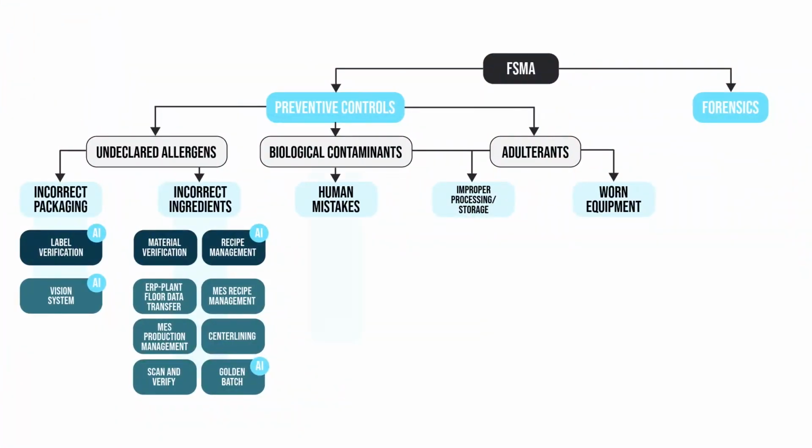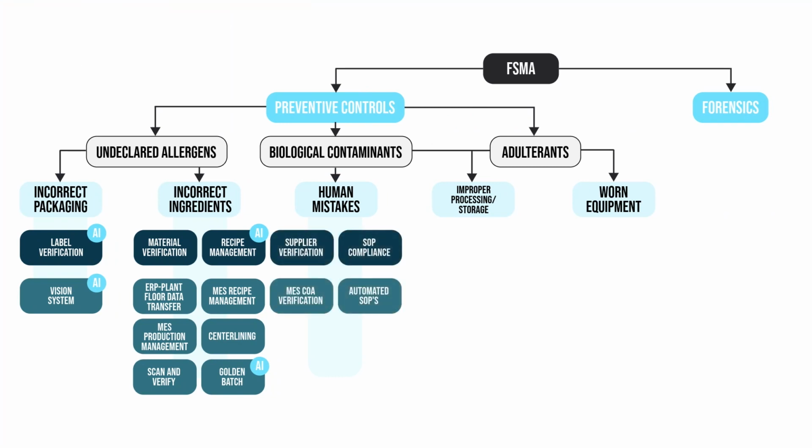For human mistakes, there's all kinds of things that can be done. We could include things like supplier verification, making sure that the appropriate materials are being provided. We may have automated sanitation checklists. There might be automated standard operating procedures, etc.